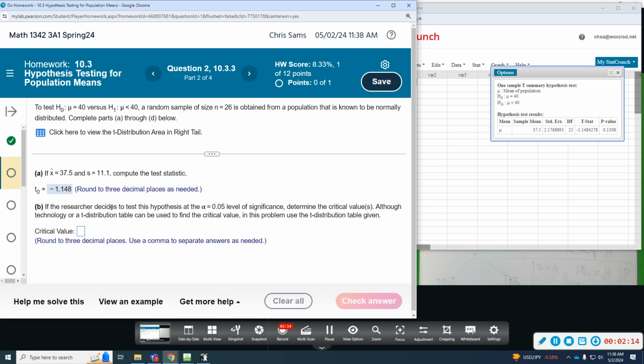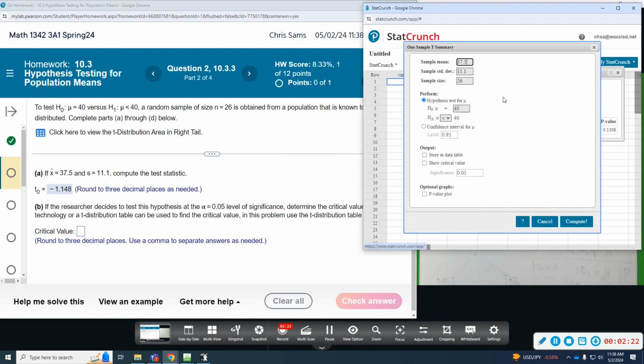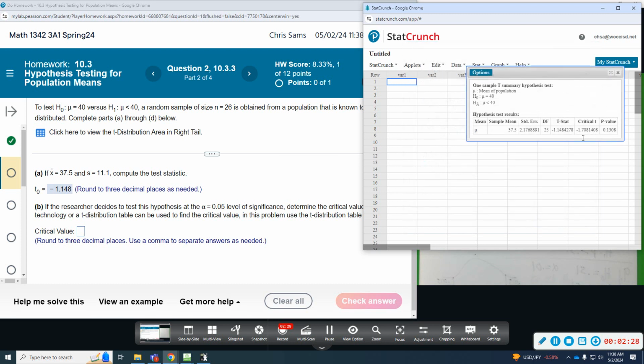If the researcher decides to test the hypothesis at alpha equals 0.05 level of significance, determine the critical value. So I'm just going to do options. I'm going to edit. I'm going to say show critical value. They want alpha at 0.05, so we'll compute now. And then this gives me the critical value. So the critical value, to 3 decimal places, is negative 1.708.